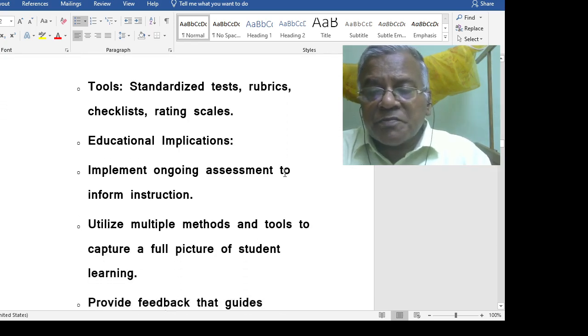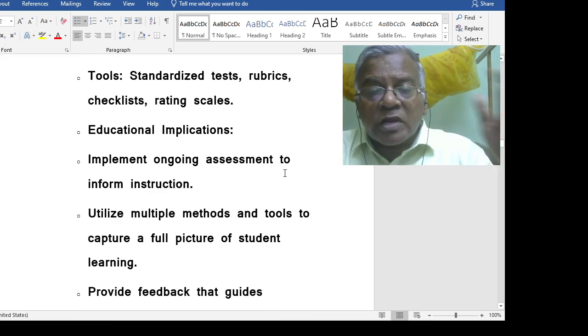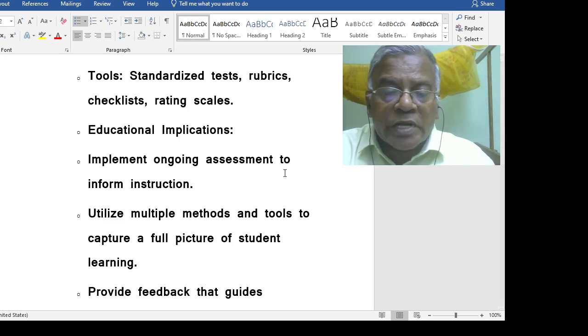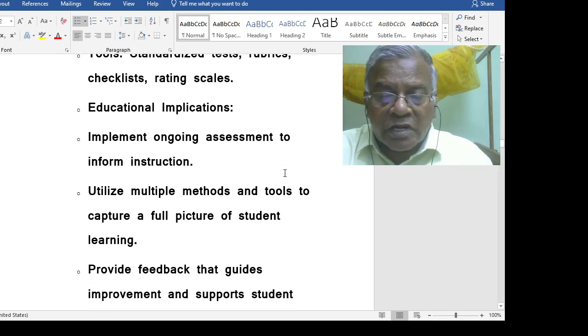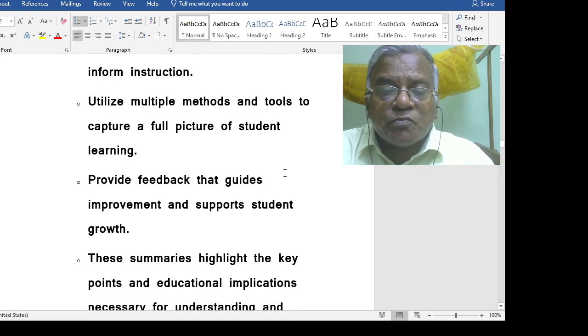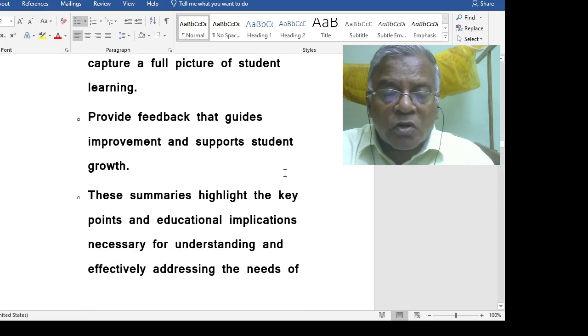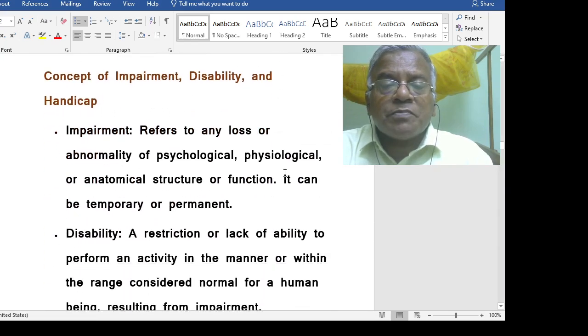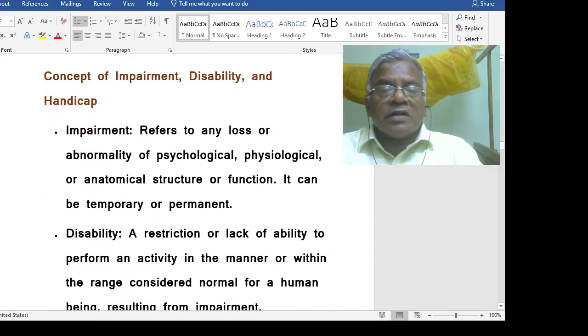What are the educational implications? Implement ongoing assessment to inform instruction. Utilize multiple methods and tools to capture the full picture of student learning. Provide feedback that guides improvement and supports student growth. So, these summaries highlight the key points and educational implications necessary for understanding and effectively addressing the needs of diverse learners. Concept of impairment, disability and handicap.